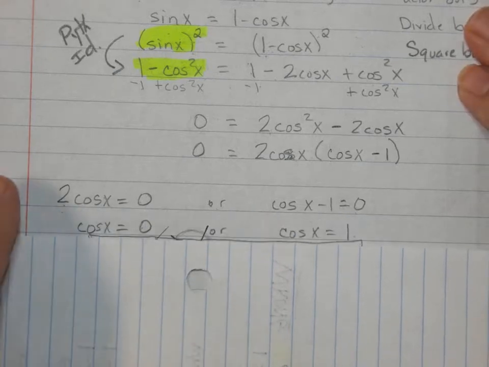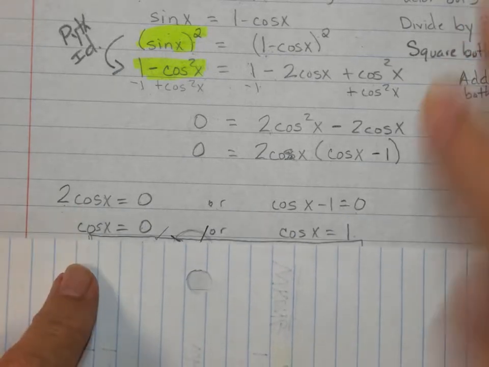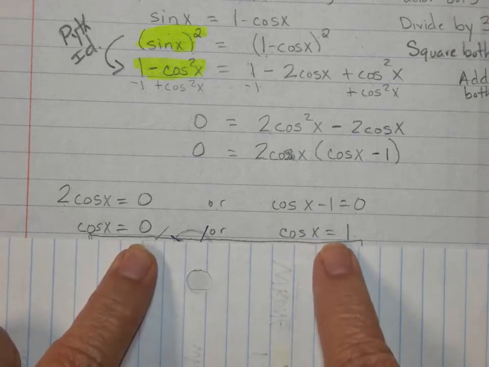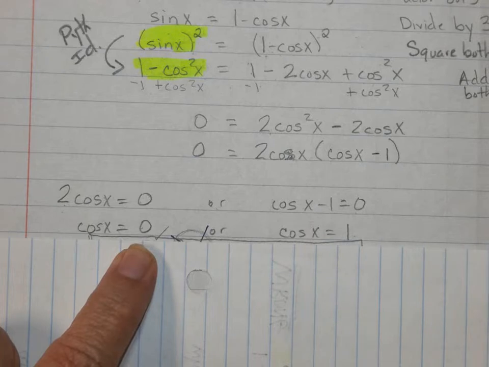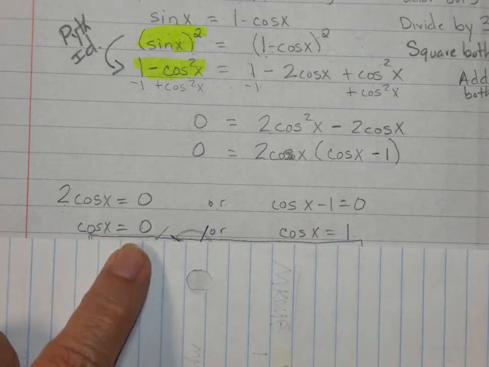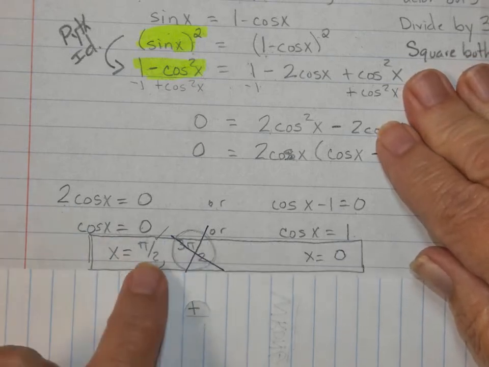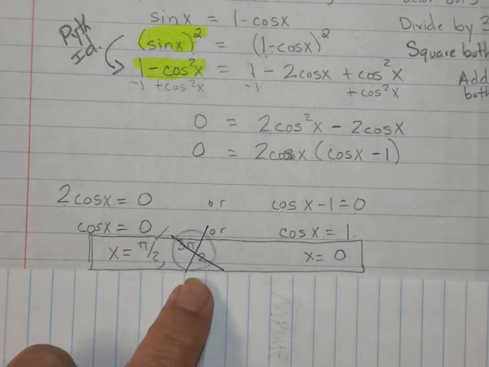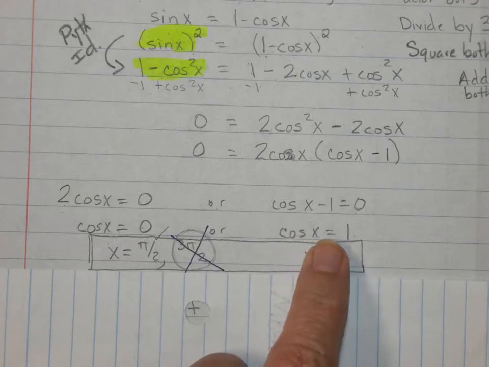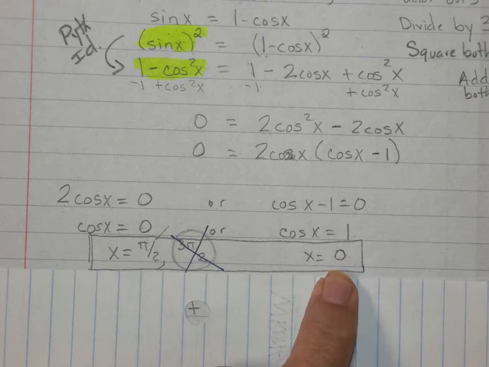So then we're going to solve those little baby equations. Cosine x is 0 or cosine x is 1. So we're thinking about our unit circle and we say, what angles have cosine equaling 0? Well, that's pi over 2 and 3 pi over 2. And what angle has cosine x equaling 1? And that's x equals 0. Because this problem said on the interval from 0 to 2 pi. That's what it said up at the top.